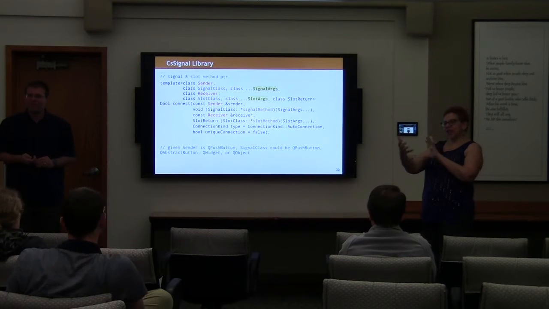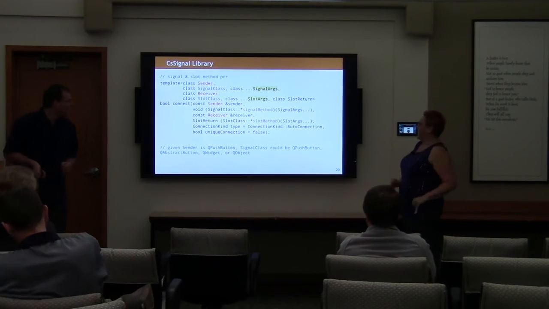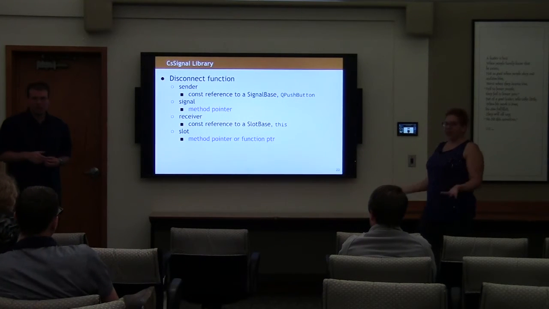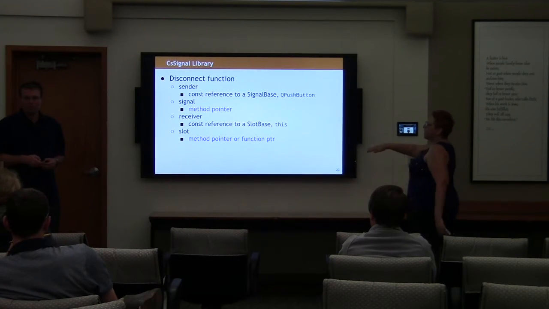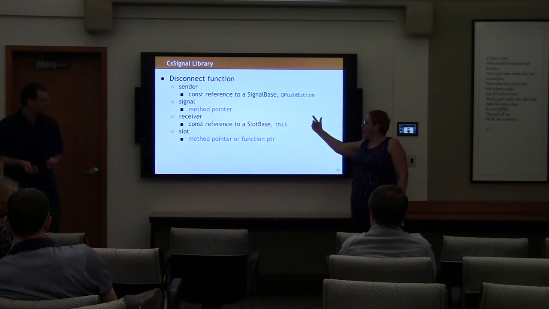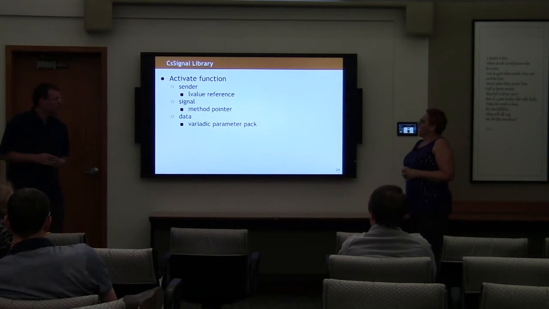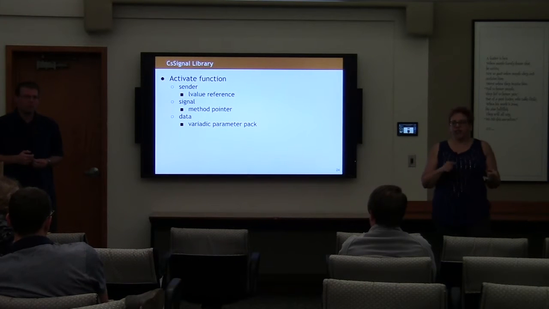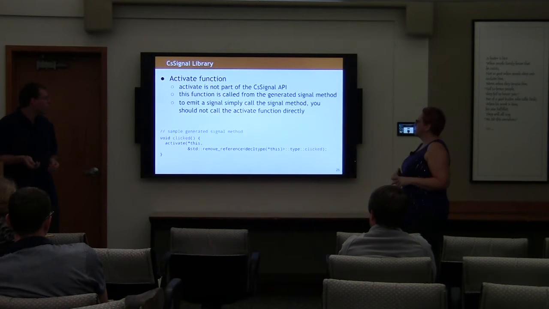Sorry, there was no way to do all the slides at the exact same time. Had to pick some order. So anyway, we went through this. Disconnect does exactly what you think it is. Obviously, you don't need the last parameter because we don't need the enum. So disconnect isn't that interesting, but it is there and very valuable. The activate function, like we said, you don't call activate directly. Activate is called by the signal method, and we'll show you some examples of that.